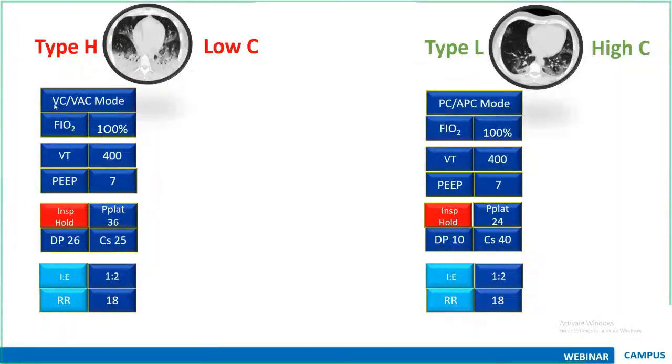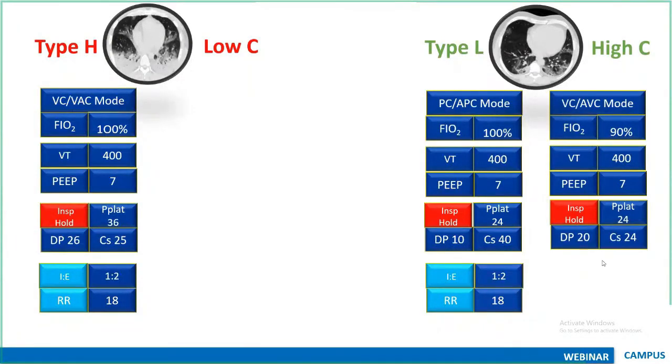Suppose this patient, what am I going to do? As I have already told, I can keep the patient at PEEP 7. I can look at FiO2. If a saturation of 90 is required, I keep FiO2 at 90. I may not require this high a respiratory rate. I can still reduce the respiratory rate.